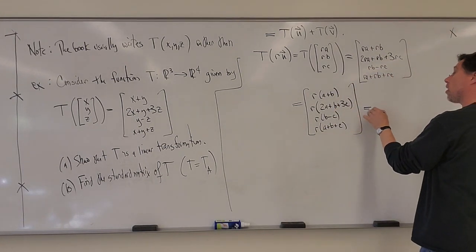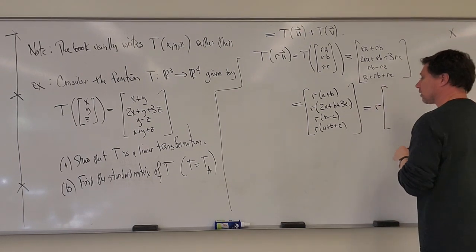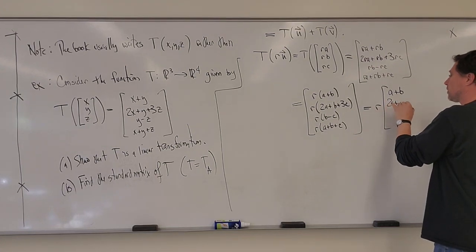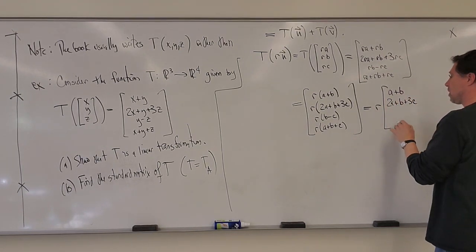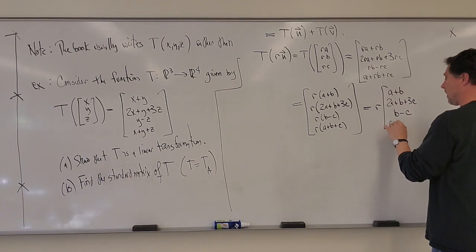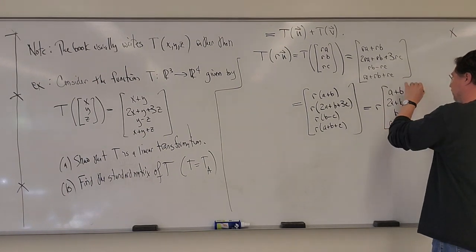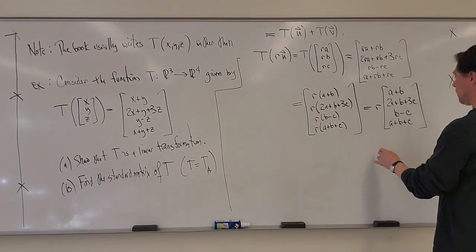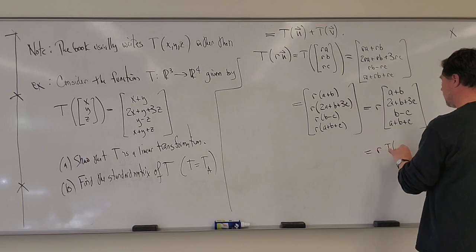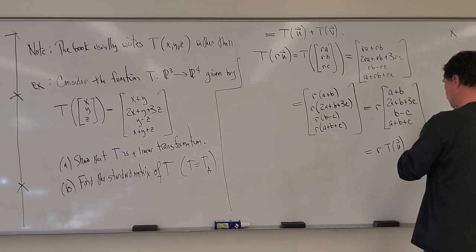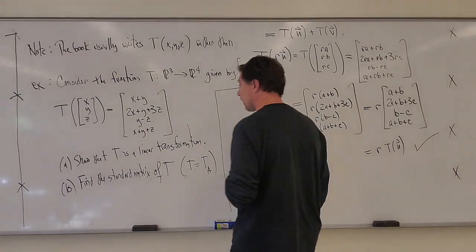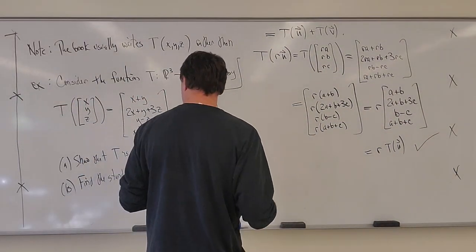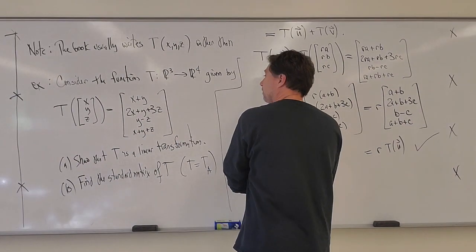Here now I can pull the R completely out of the column vector. So this will be an R times A plus B, 2A plus B plus 3C, B minus C, and A plus B plus C. And what's this? This is R times T of U. Okay, so that completes part A. Now we need to do part B, which is to find the standard matrix of T.